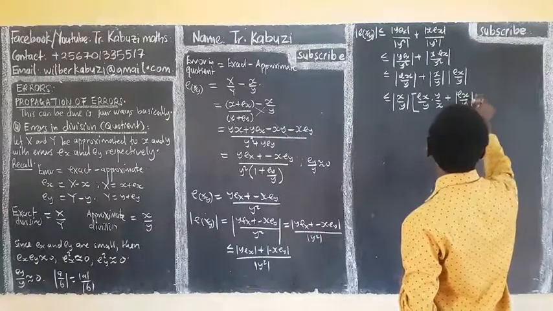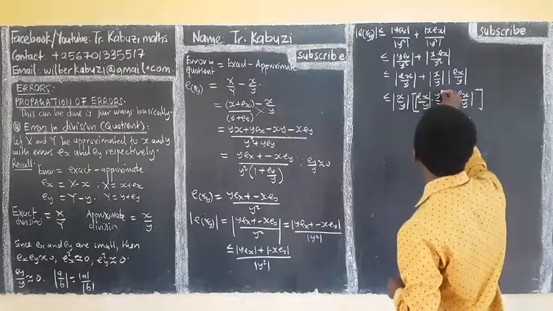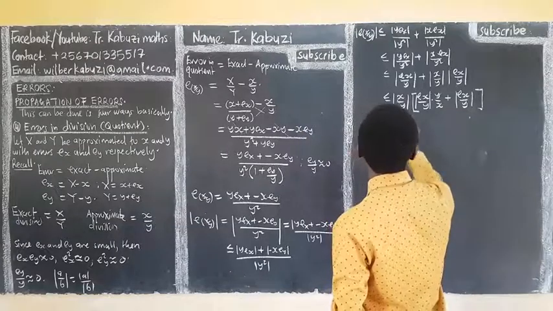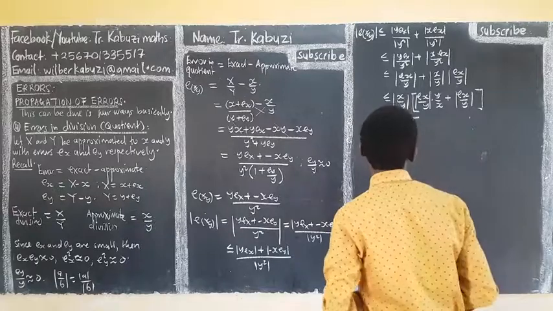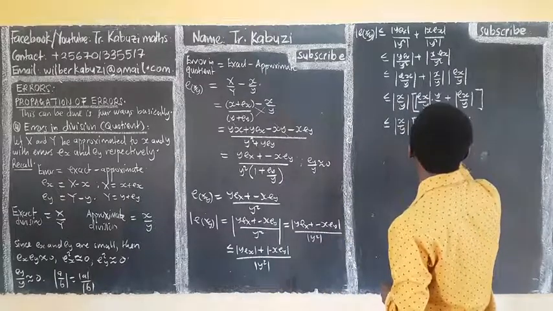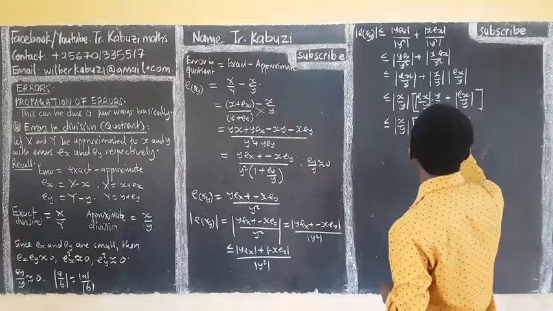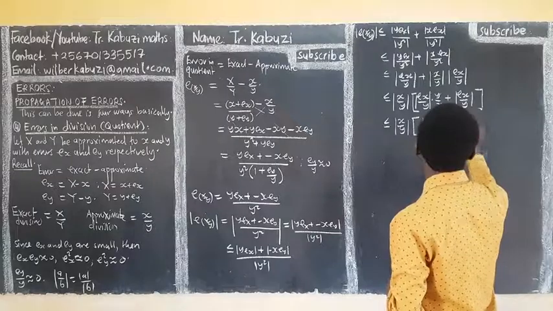This is in modulus, and this is also in modulus, and so this and this will cancel. So which will be less or equal to modulus of X over Y into modulus of Ex over X, this one, plus modulus of Ex.